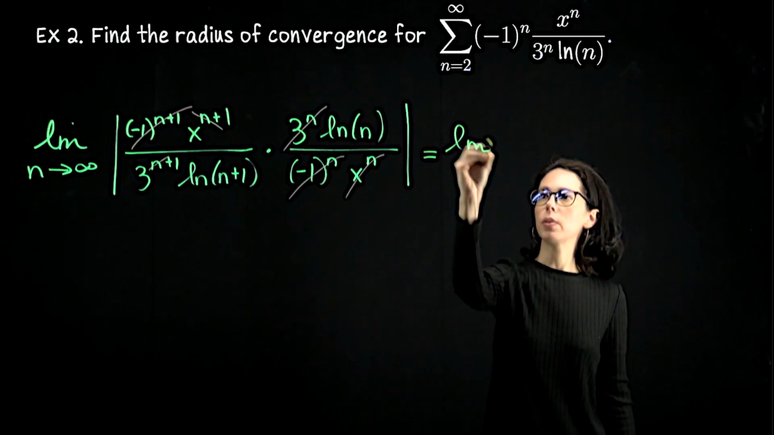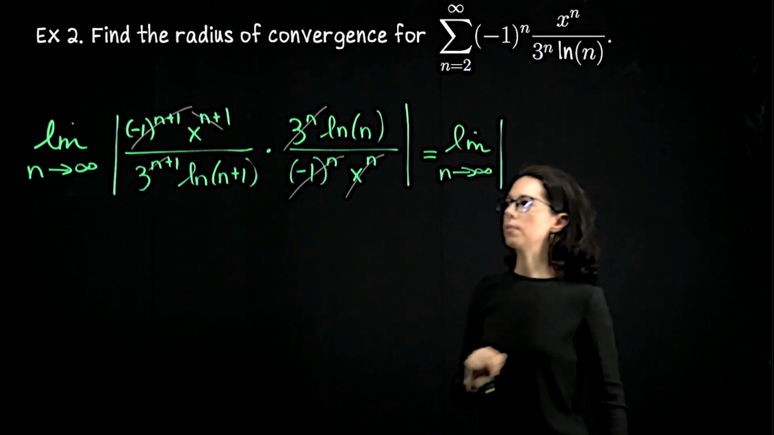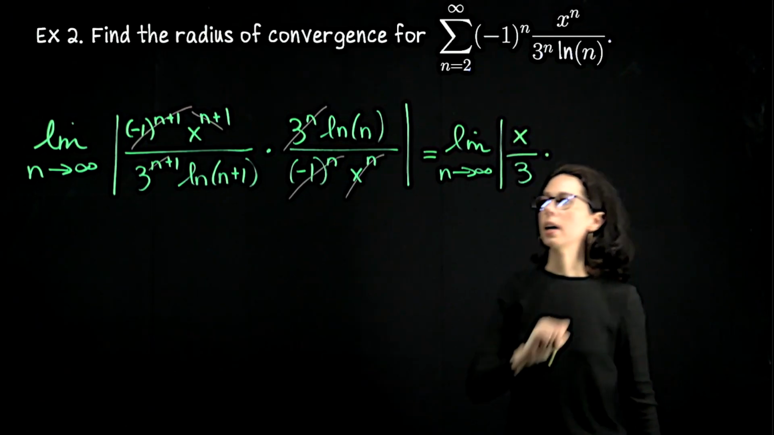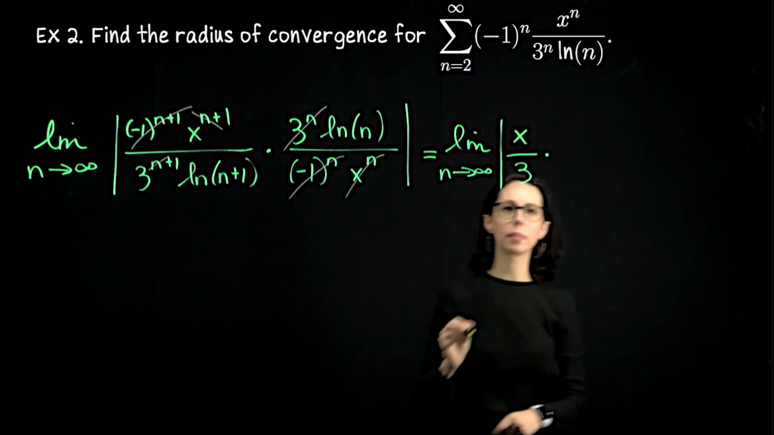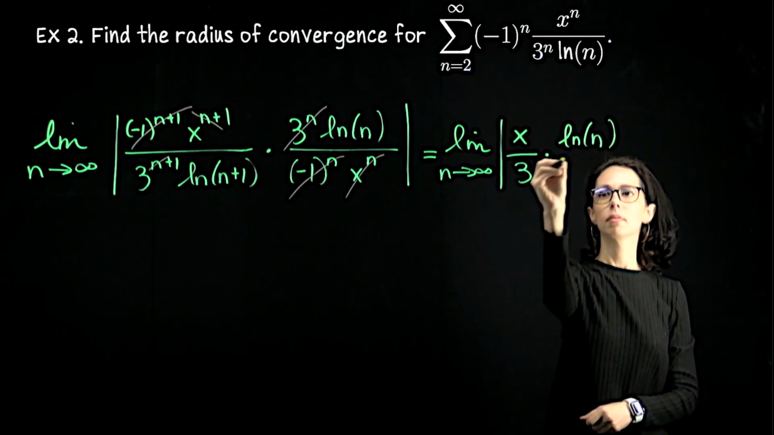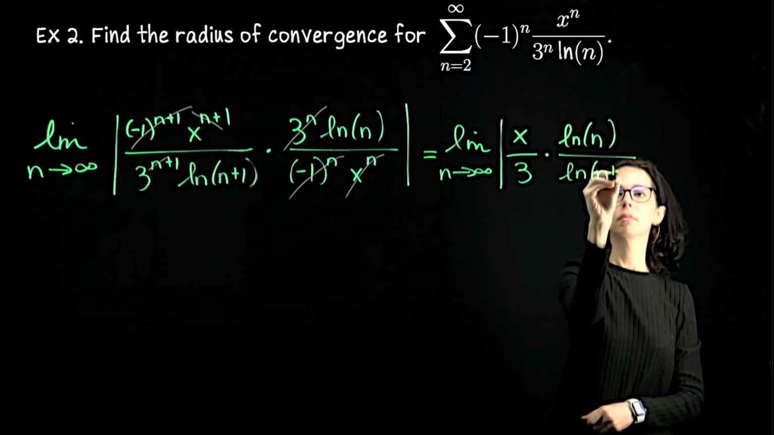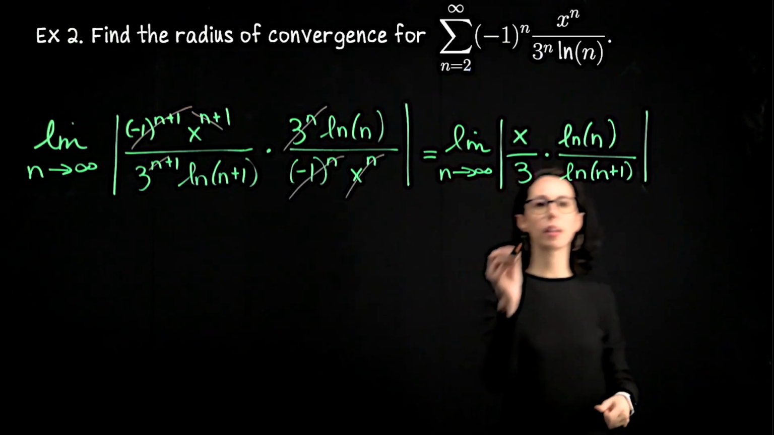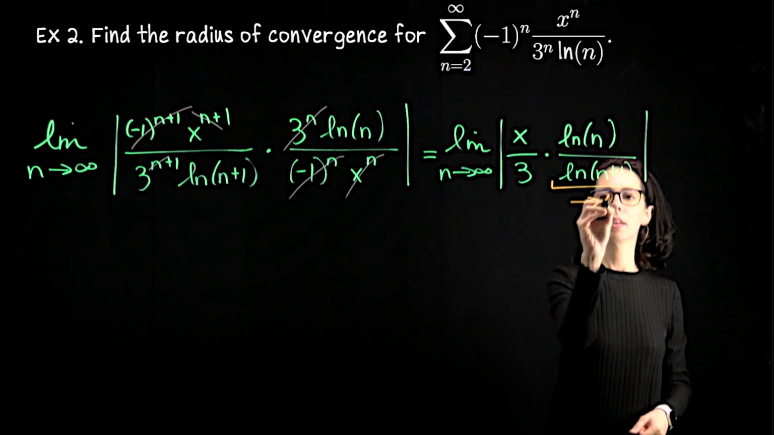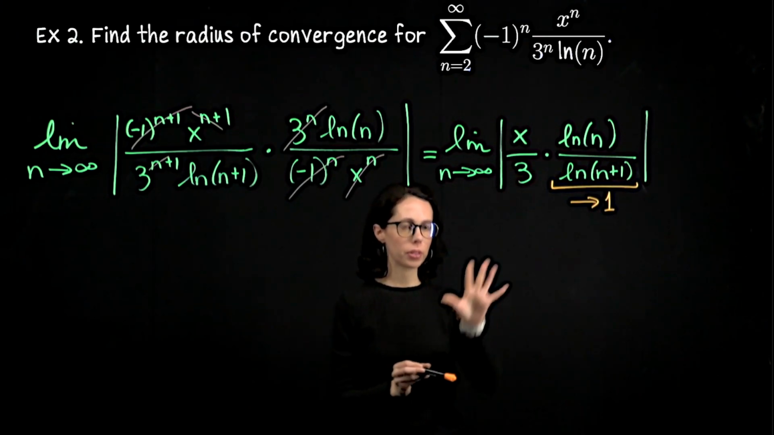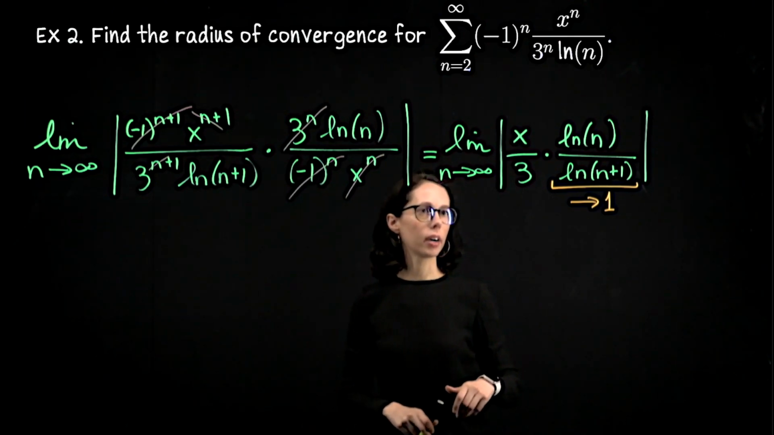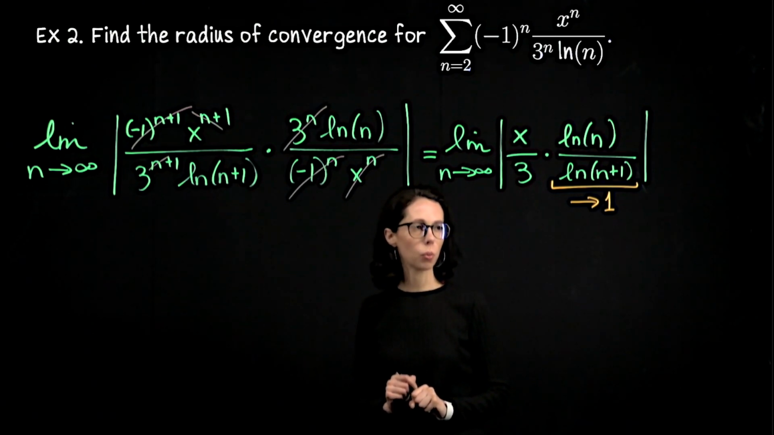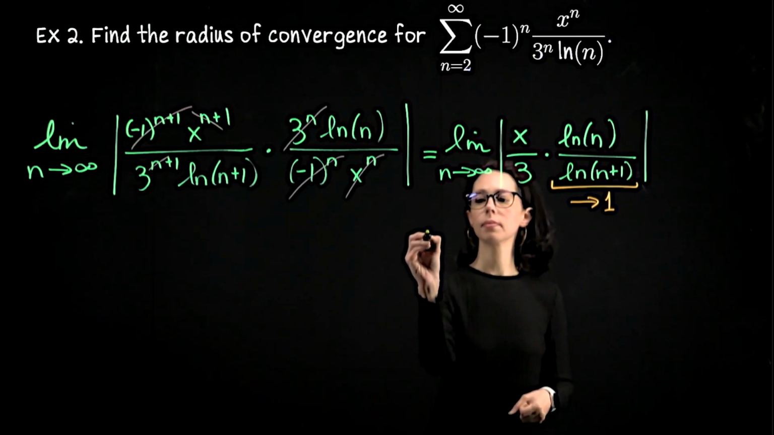We have the limit as n goes to infinity of the absolute value of x over 3 times the natural log of n divided by the natural log of n plus 1. The limit of the expression natural log of n divided by natural log of n plus 1 goes to 1 as n goes to infinity. I'll work that out in just a second, but I want to focus on the main computation first. Therefore, the limit of the absolute value of x over 3 times natural log of n divided by natural log of n plus 1 goes to the absolute value of x over 3 as n goes to infinity.